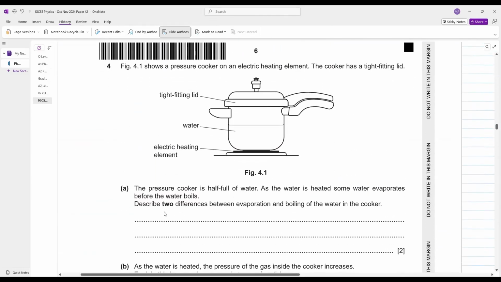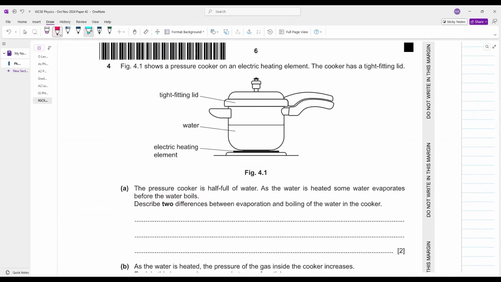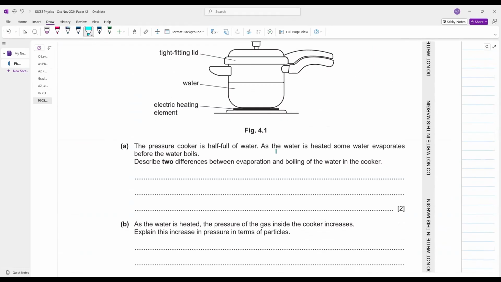Now let's see this. Figure 4.1 shows a pressure cooker on an electric heating element. The cooker has a tight fitting lid. The pressure cooker is half full of water. As the water is heated, some water evaporates before the water boils. State two differences between evaporation and boiling of water.